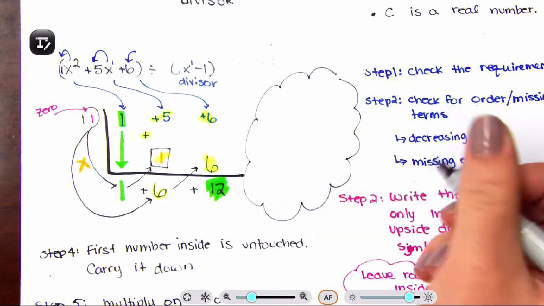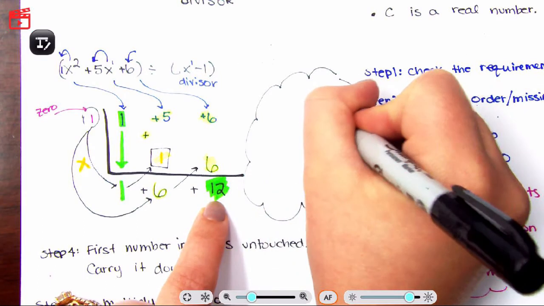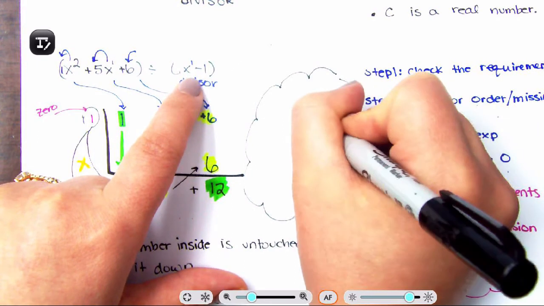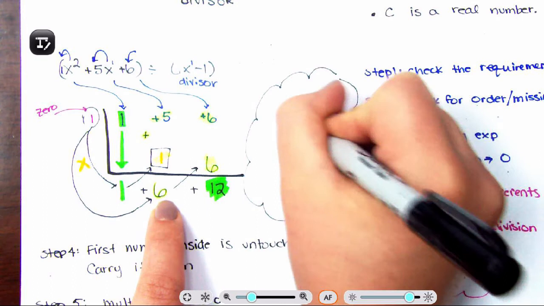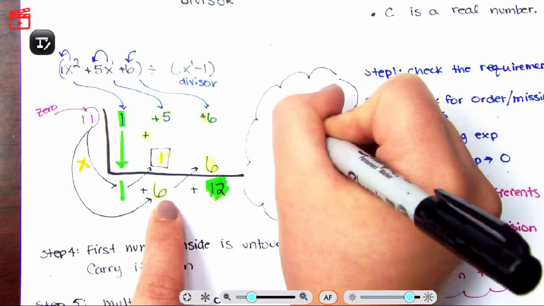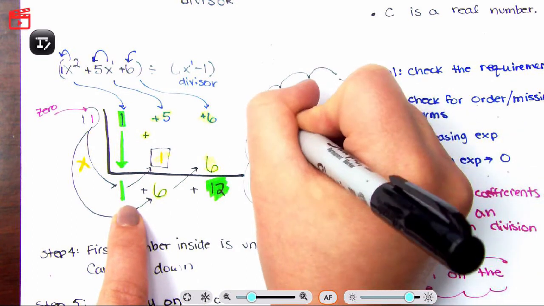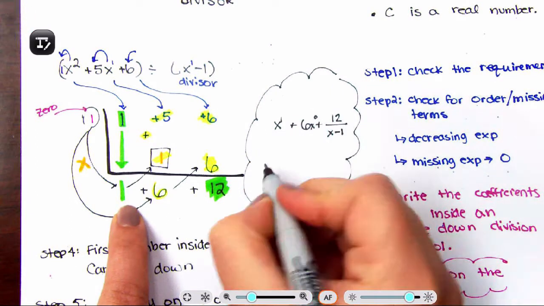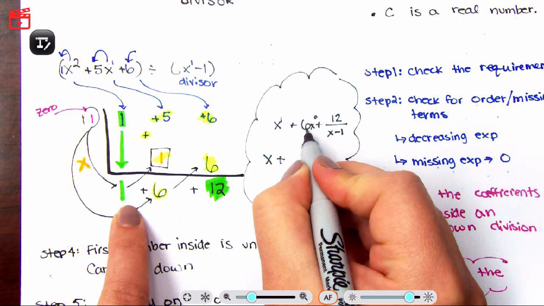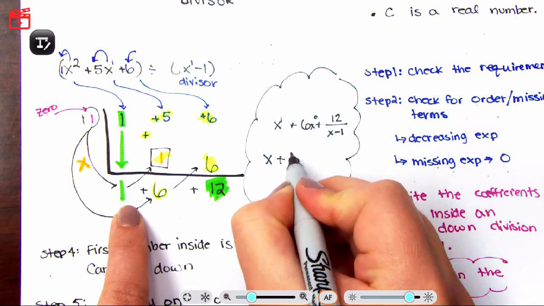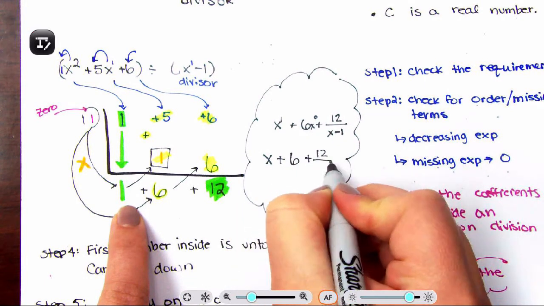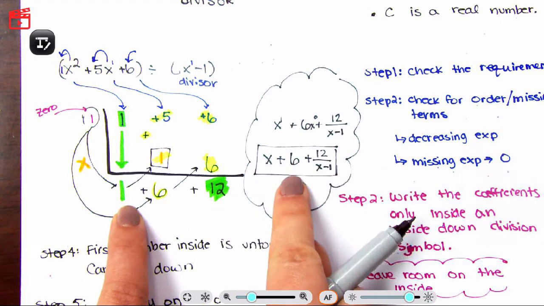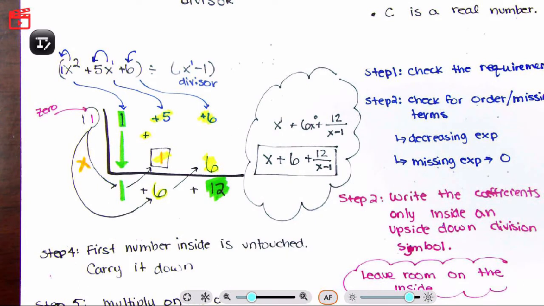So how does our answer look? Our remainder is 12, so 12 over our original divisor, x minus 1. Then I have a 6, so that means it's 6x to the 0 power. Then I have a 1, which means I have an x. So how would my final answer look? I have x plus 6x to the 0, that's just 6, plus 12 over x minus 1. And that is your answer to this synthetic division problem.